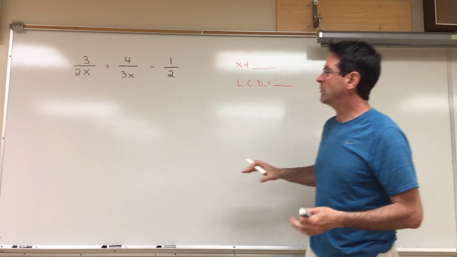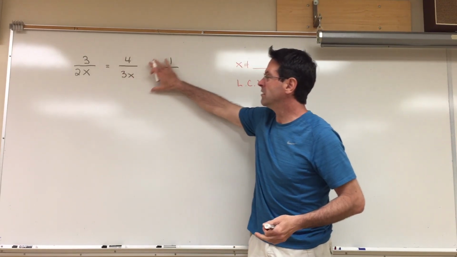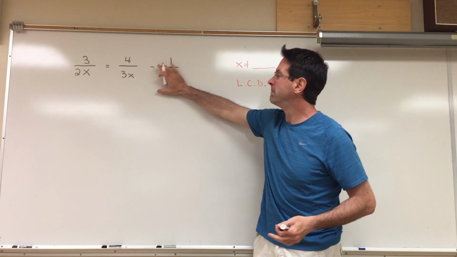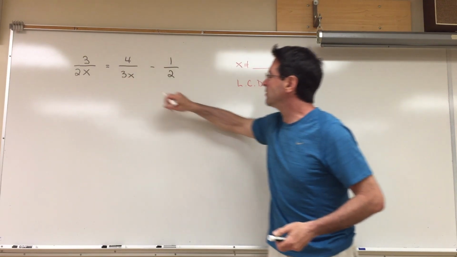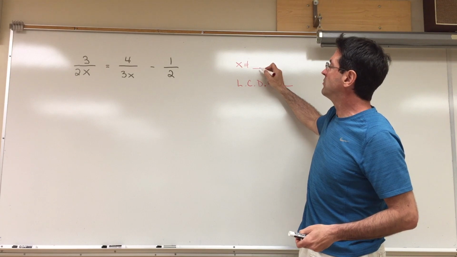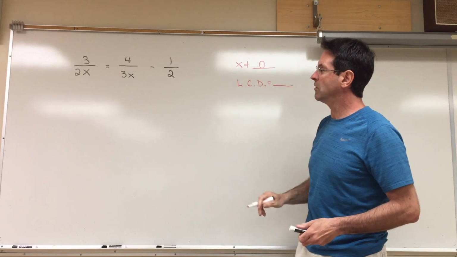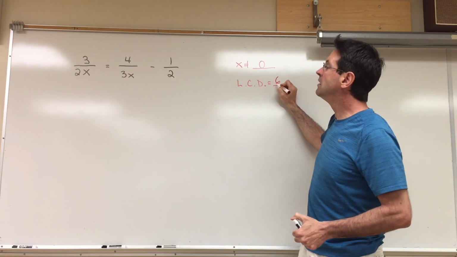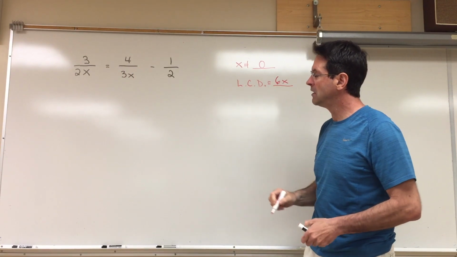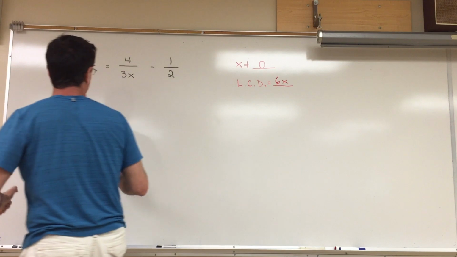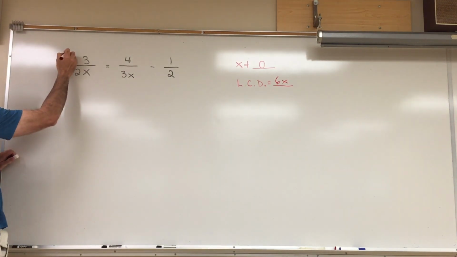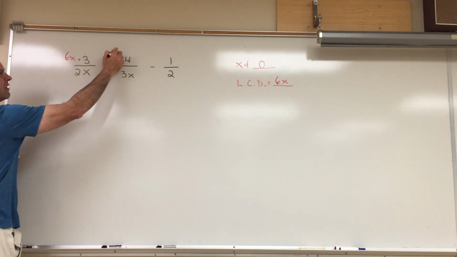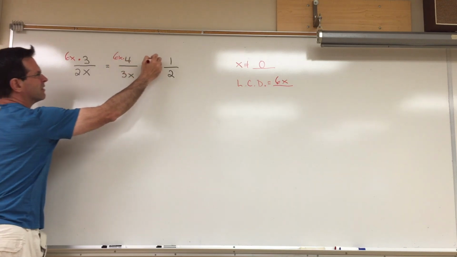Okay, our non-permissible values. Can we factor the numerator and denominator any further? No, not in this one. X can't equal 0. Our lowest common denominator between 2, 3, 2 is 6 and a single x. So we're going to multiply 6x into the numerator of each term. I can make it stand out this way. 6x.